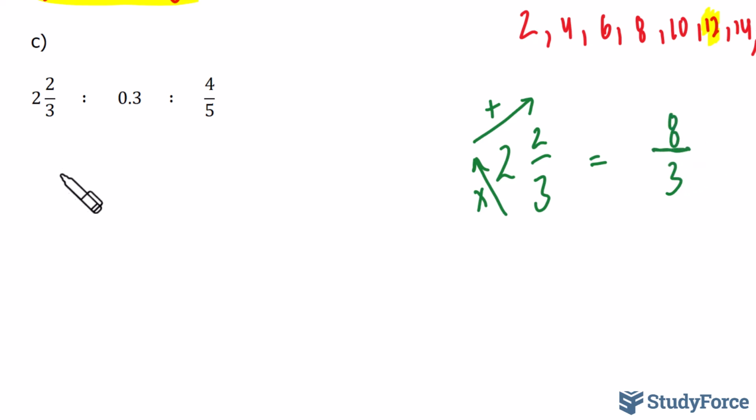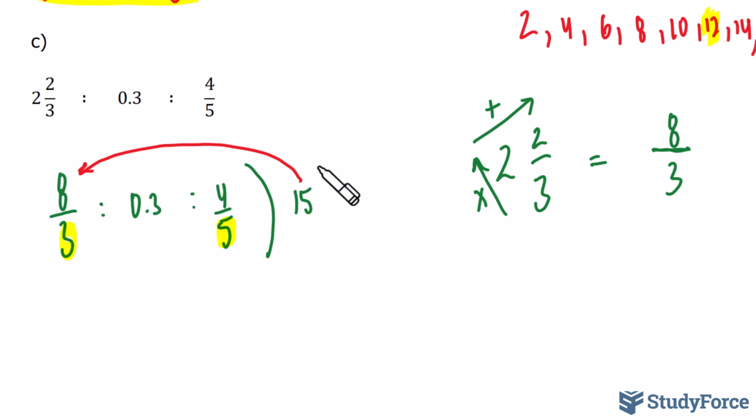So we now have our fraction being 8 over 3 to 0.3 to 4 over 5. Just like we did in question B, at this point I'll find the LCD between 3 and 5. When will the multiples of 3 and 5 be the same? And I know that it happens to be 15. You're more than welcome to multiply the denominators together as well, and that will confirm that it is also 15. So we'll take 15 and we'll multiply to every one of these terms. That will clear the fractions. But it won't clear the decimal term, and we're expecting that.